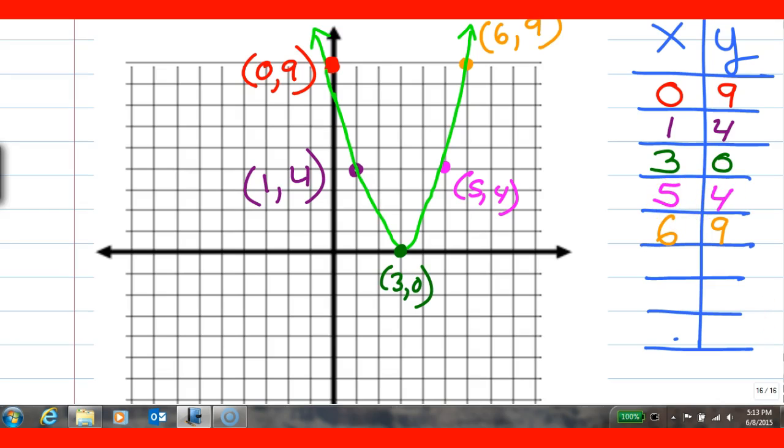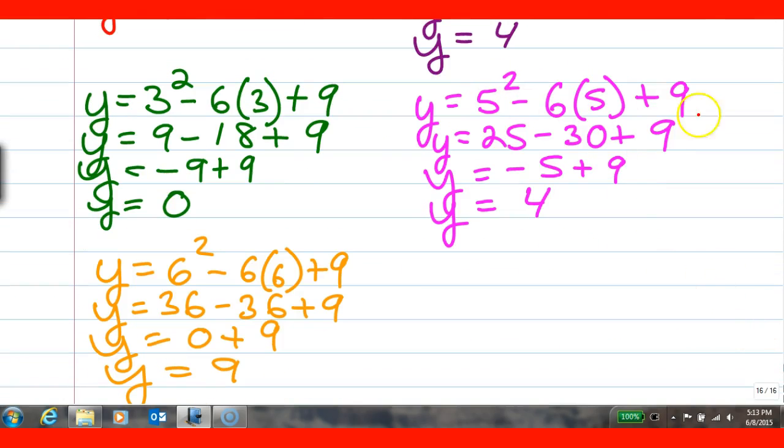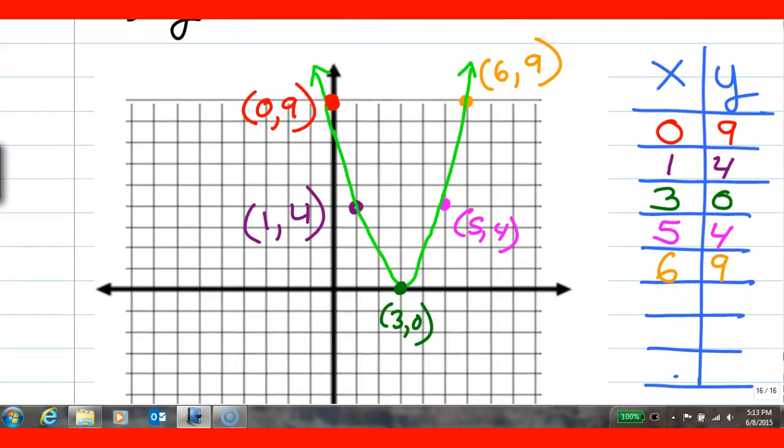And I'm going to plug a 5 in and see if I'm turning back up or if I'm still going down. So I plugged a 5 in. I end up with a 25 minus a 30 plus 9, -5 plus 9 to get a 4. So now I've got another point over here. So I've got the 5 to the 4. So there's another point. So now I see that this thing has actually turned. Now this is just going to get me part of that U. So I'm going to get one more point so that I can kind of finish out this parabola.